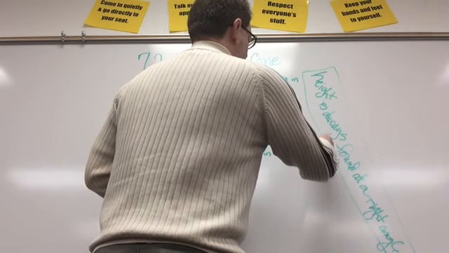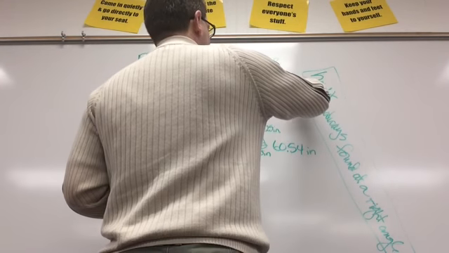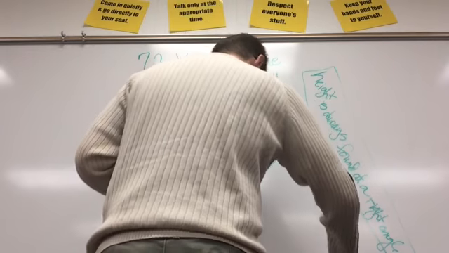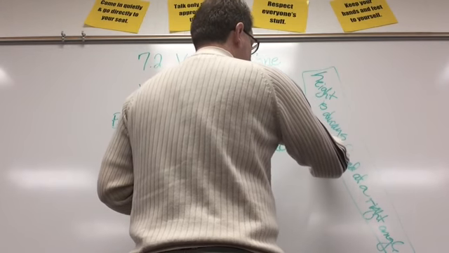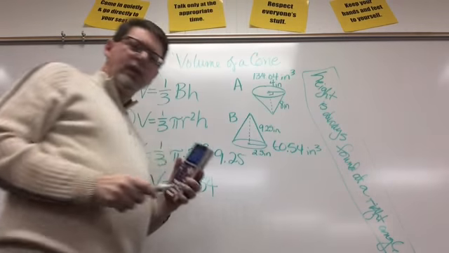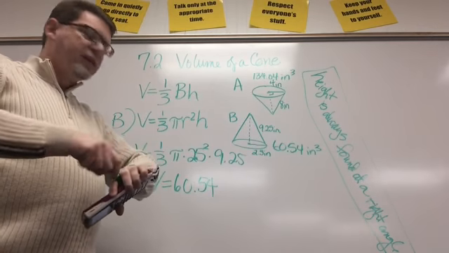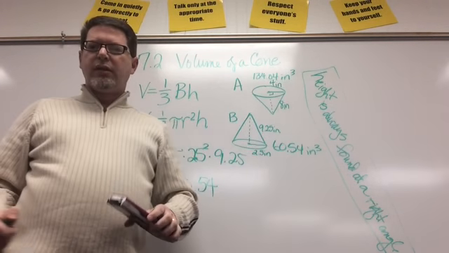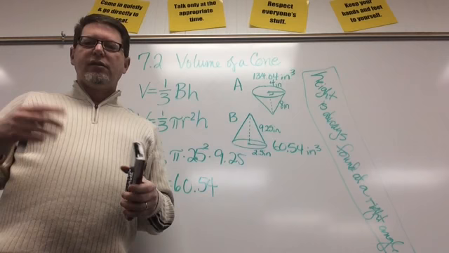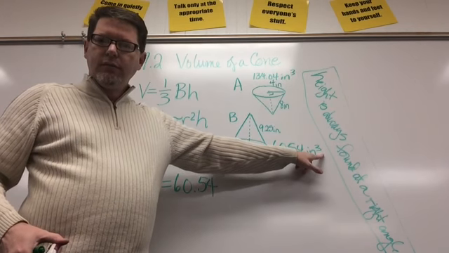60.54 squared. Sorry, that's not supposed to be squared, is it? I made a mistake up here. That's supposed to be inches cubed because it's volume. Sorry about that. Go ahead and make that change up there if you wrote it as squared. But it's inches cubed because remember with volume it's length, width, and height. So we have to get all three of those dimensions in. That's why it's cubed.